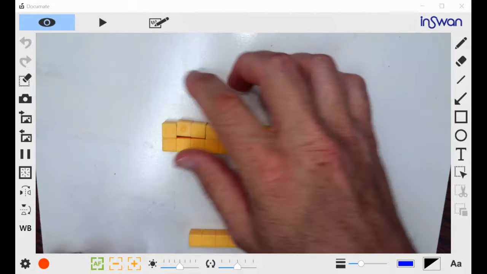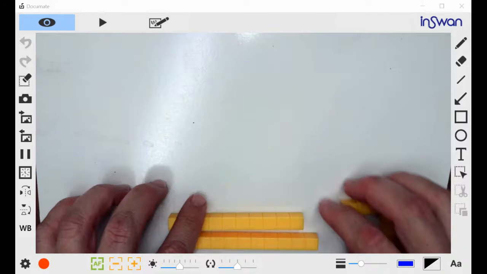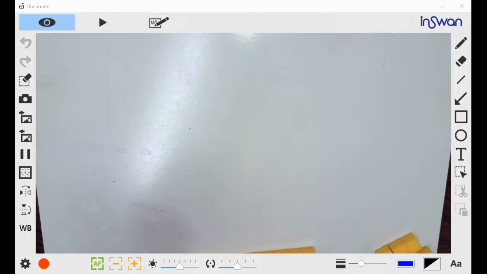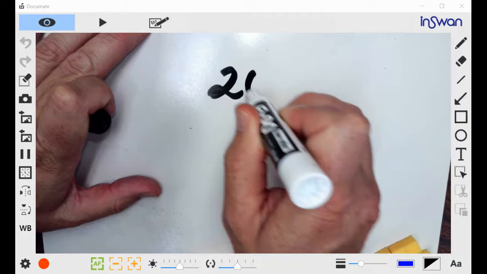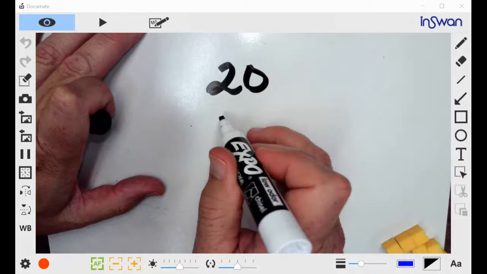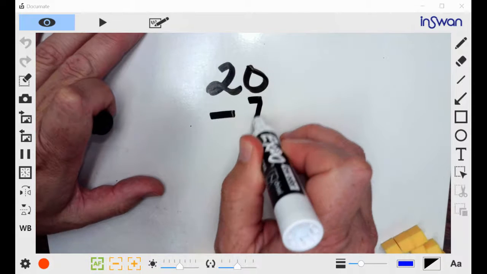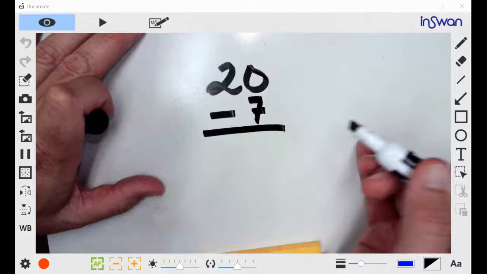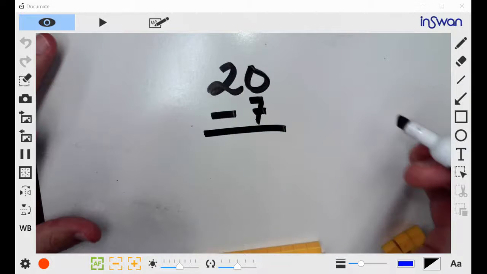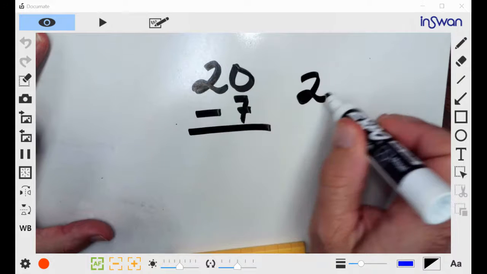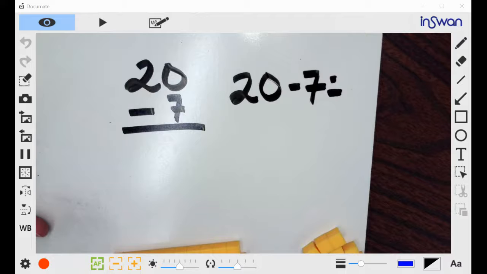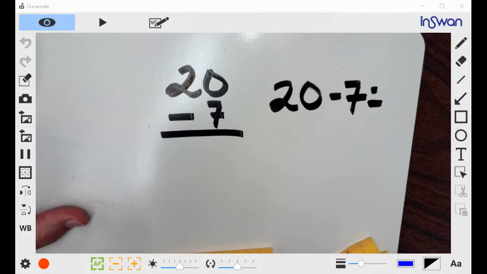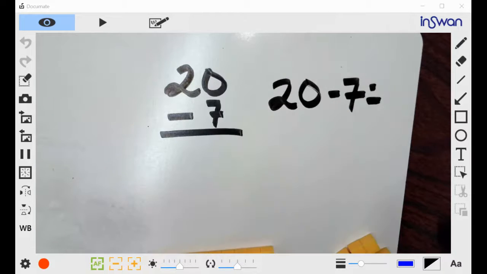So I'm going to move these off to the side for now, and I'm going to start with a problem with a 2-digit number, and I'm going to be subtracting a single-digit number. Now, whether you write this vertically or horizontally, the process remains the same. And what I'm going to do is use my base-10 blocks to model.